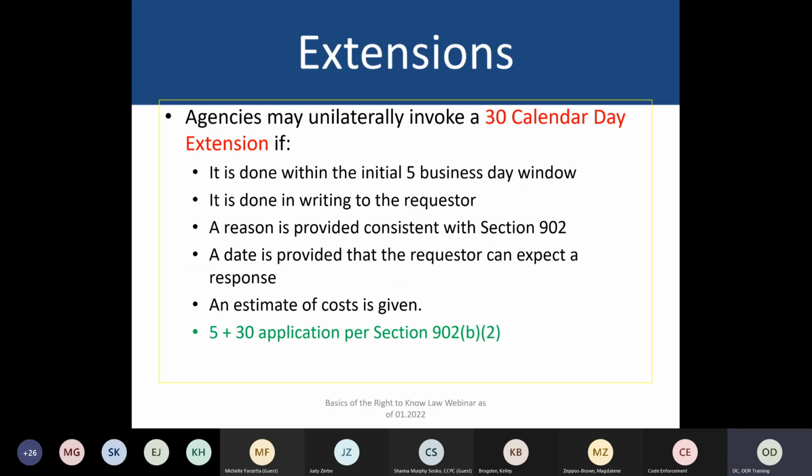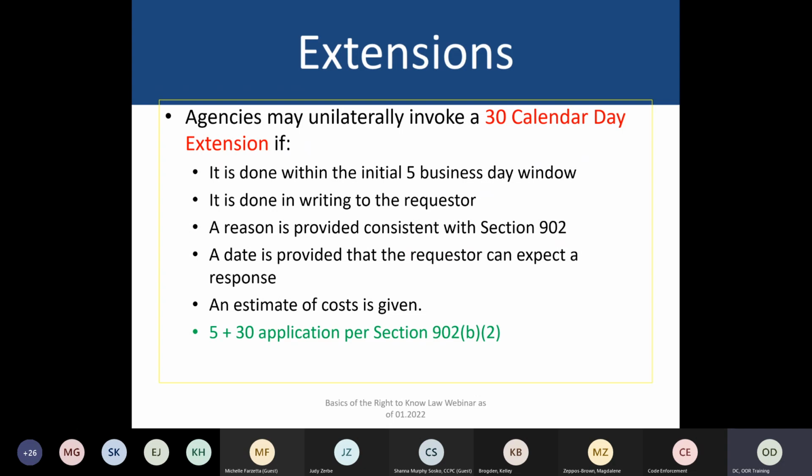Okay, extensions. Let's say that for whatever reason, you cannot provide a response within the 5 business days. The Right to Know Law allows you to take a 30 calendar day extension. Note the difference. Calendar days do include holidays, Saturday and Sunday, and weather emergency closings. But in order for the extension to be valid, there are some conditions that need to be met.